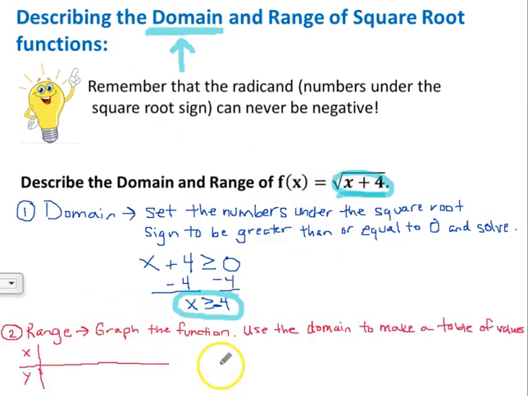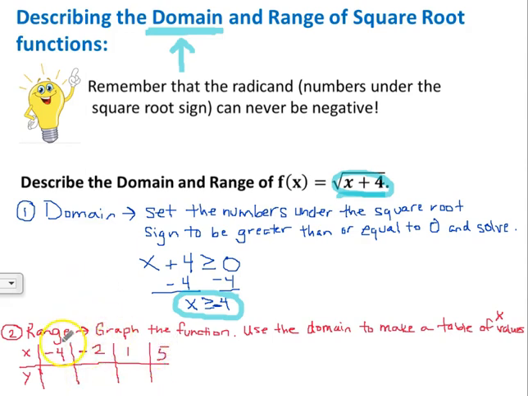Now to find the range, we're going to graph the function. To graph the function, we're going to use the domain that we just came up with to make a table of x values, and then we'll plug in the corresponding y values. Let's start. I'm going to use negative 4, and then anything greater. I'll do negative 2, and then maybe something positive, 1, and then maybe 5.